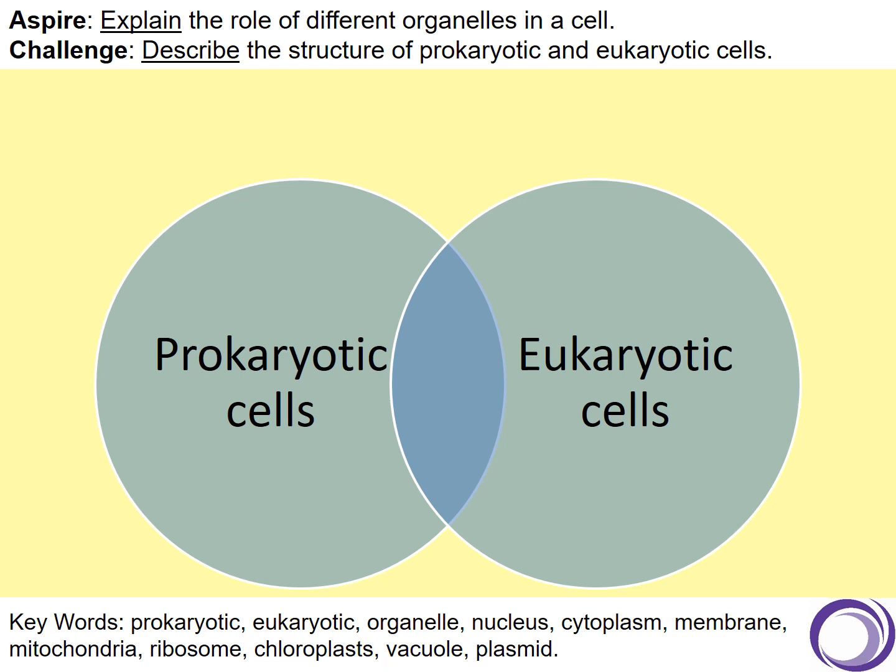So just draw two circles on a piece of paper or in your book. Make sure they overlap. In one circle, put prokaryotic cells. In the other circle, put eukaryotic cells. And in the prokaryotic cell, just by itself, put all the things that are in a prokaryotic cell or features of a prokaryotic cell. And then anything that's the same, that's found in both a eukaryotic cell and a prokaryotic cell, you can put in that overlapped bit. I'll give you another 3 minutes. Try and fill that bit in.